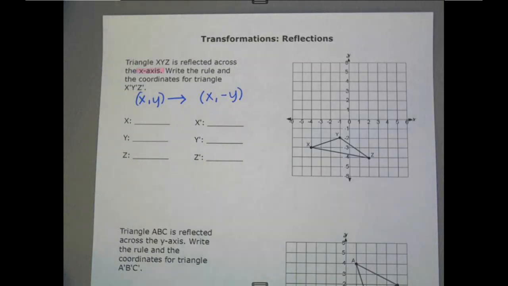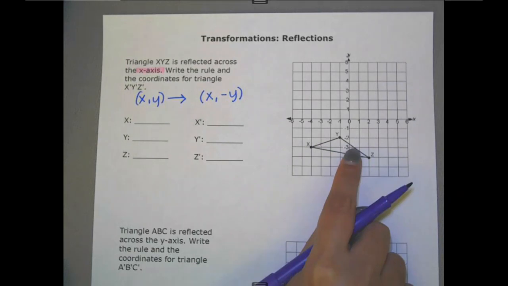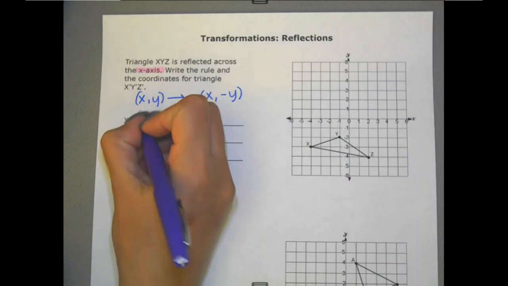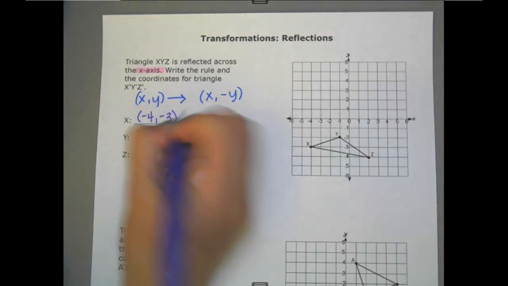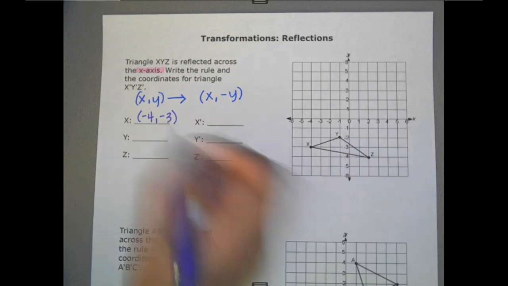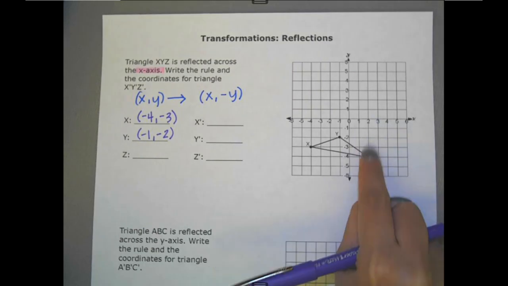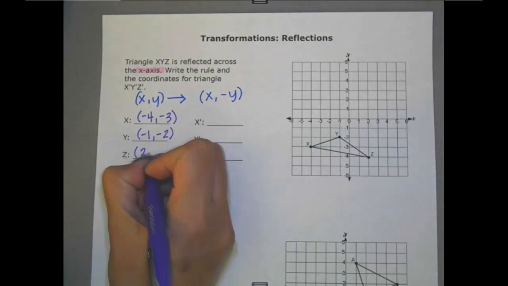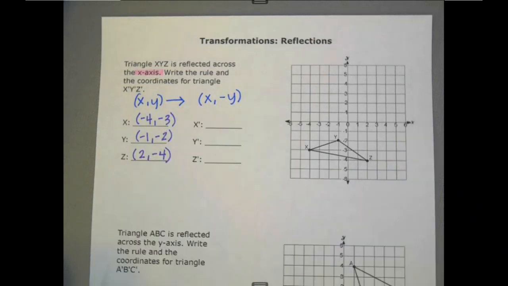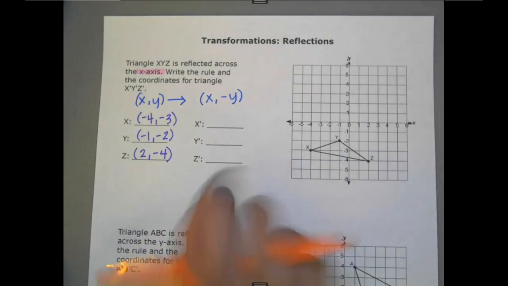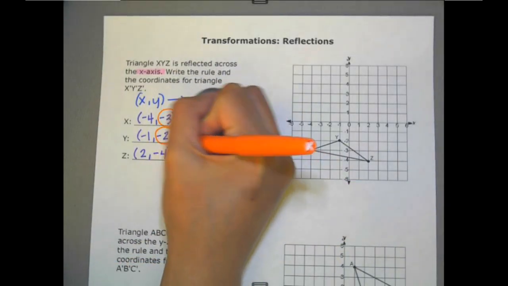Now, to get that, I'm going to write down my coordinates for my original triangle. So X is at -4, -3. Y is at -1, -2. And Z is at 2, -4. So like I said, we want to do the opposite coordinate. So this is our x-axis. It says the y coordinate is what's going to change. So I'm going to circle those y coordinates there.